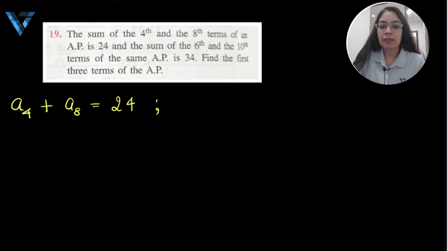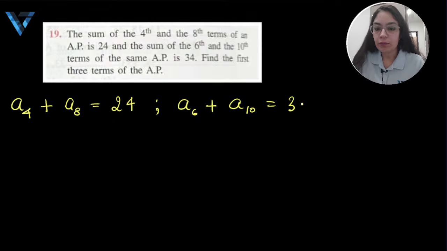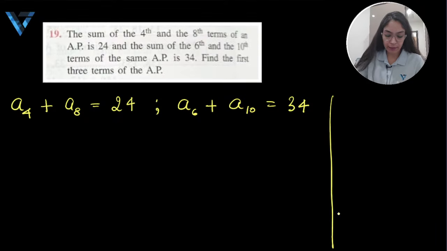This is the given thing here, and the sum of the sixth and the tenth term of the same AP. So same thing, A6, the sixth term, plus the tenth term, is equal to 34. Find the first three terms of the AP. So what do we have to find here?